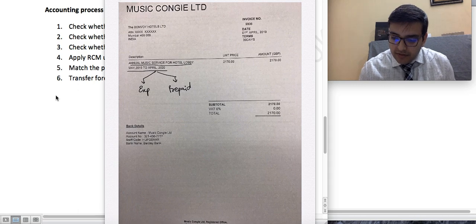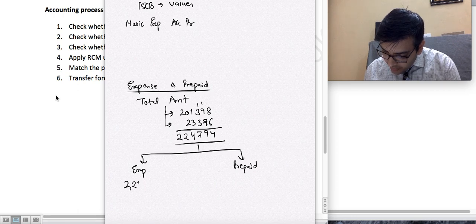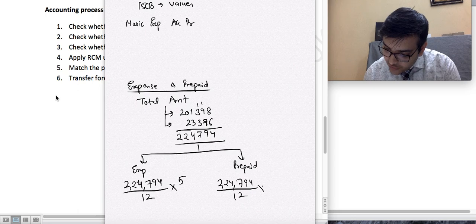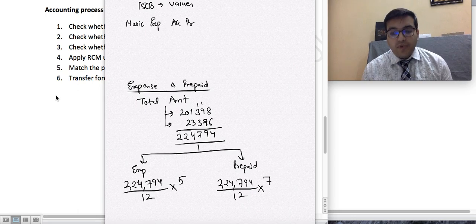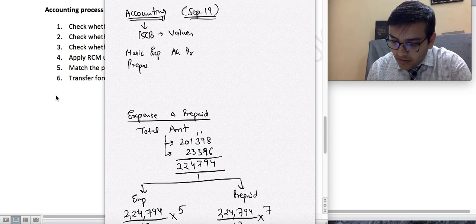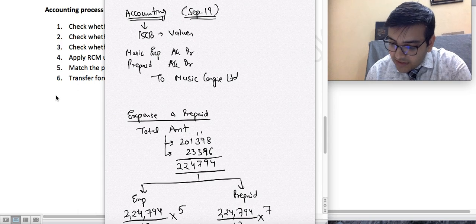as prepaid. So going back here, what we will do: 2,24,794 divided by 12, since this is the expenditure for 12 months, into 5 months as expense, and 2,24,794 divided by 12 into 7 will go to your prepaid account. So the accounting entry would be music expense account debit, prepaid account debit, to Music Conji Limited. This is the first entry.